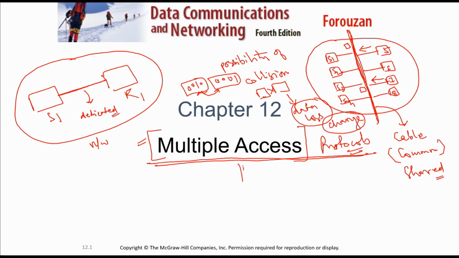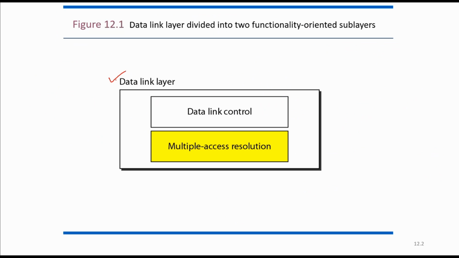Its objective is to avoid collision or data loss, and to increase efficiency. You can think of it that way also: if a particular channel is utilized efficiently, that increases the efficiency. So the multiple access protocol defines these parameters for a shared channel. This comes under the data link layer itself. In the data link layer, we have the data link control that we have just gone through. Then the next one is the multiple access resolution. This is the role of the data link layer itself.